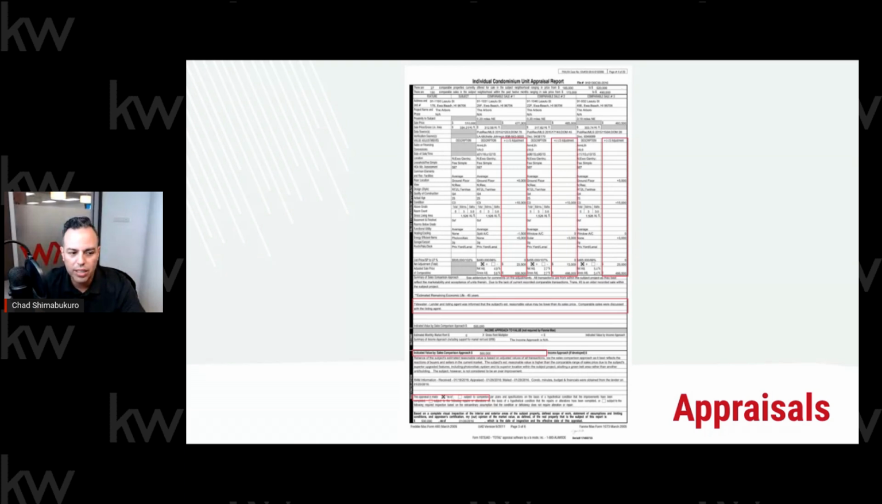So a lot of these things, guys, are not the lender's fault or the appraiser's fault. They operate with the same list. It's our fault if we're not seeing it ahead of time.